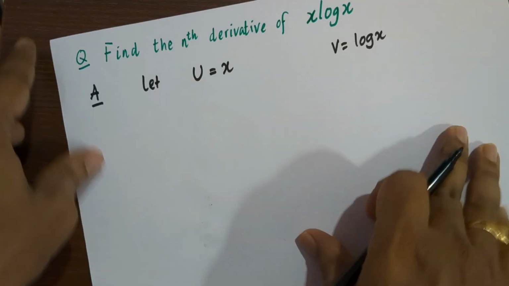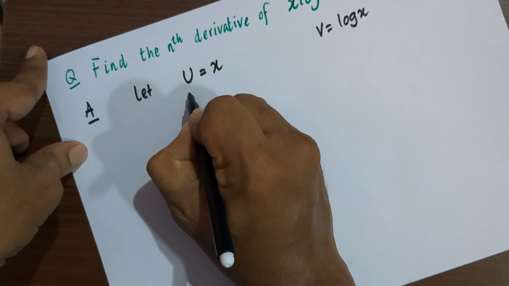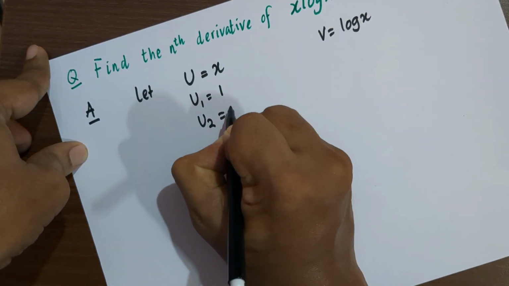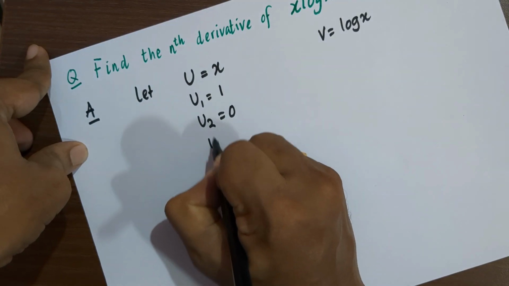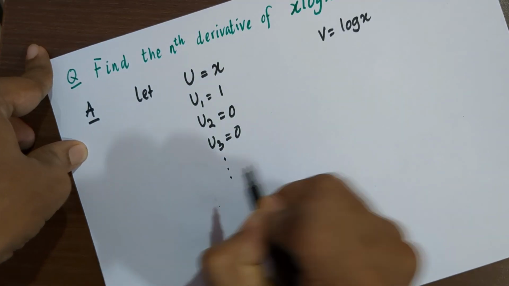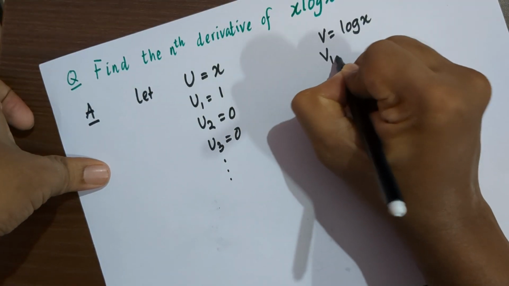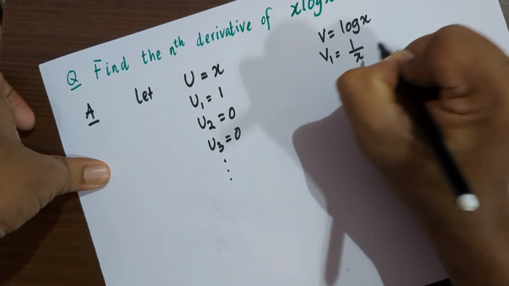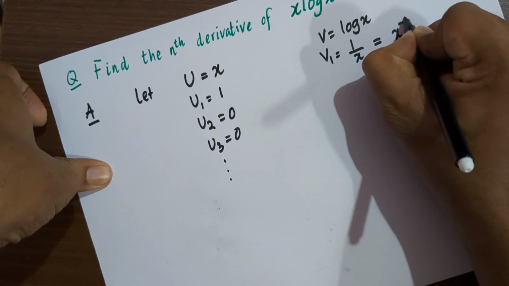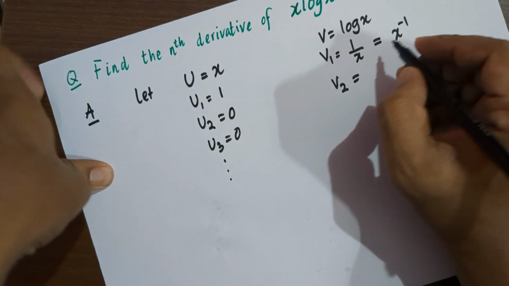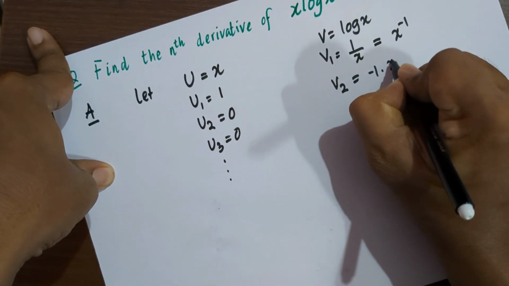So what is the first derivative of u? It is 1. The second derivative of u is 0, and the third derivative is 0, and all other derivatives are 0. What is the first derivative of v? It is 1 over x, which can be written as x to the power minus 1. The second derivative of log x is minus 1 comes out, x to the power minus 2.